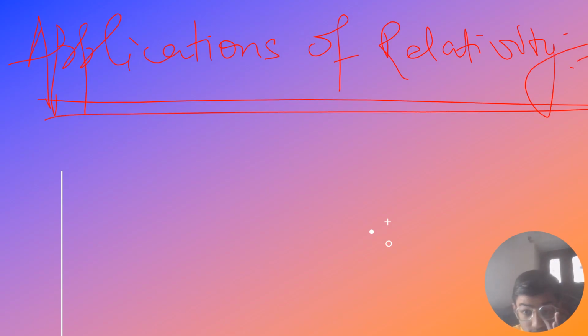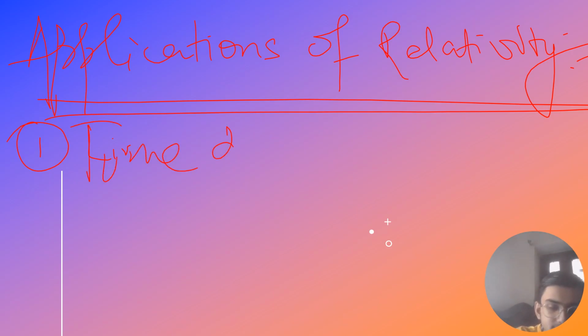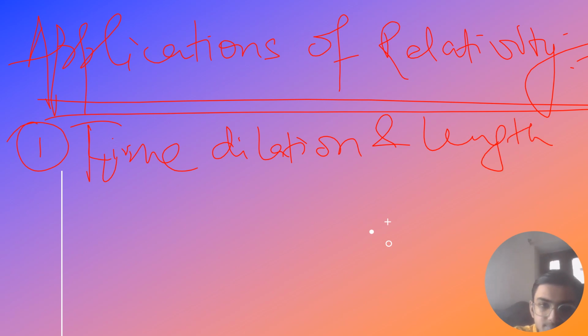What are the applications of relativity? There are varied applications. We see it in different contexts. But the two main contexts which we are going to discuss by relating both of them are, first, time dilation and length contraction, and second, energy mass equivalence.